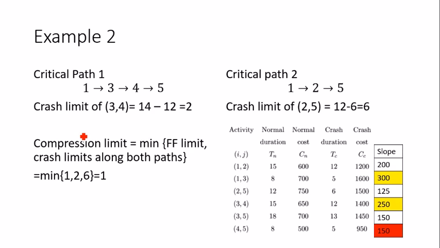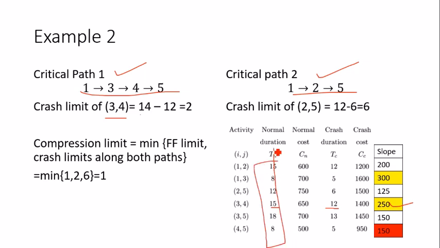After this, I divide here into 2 paths because I have 2 paths, critical path 1 and critical path 2. This is the older one. This is a new one which has just risen, 1 to 2 to 5. Along this path, the minimum slope activity is 3 to 4. You can see here 250. So this time I'll be computing its crash limit. Don't look at the table. 15 minus 12 will give you 3. But you know, this is just the original table. This normal duration was the original duration, but with every compression, with every crashing, we are changing the duration of the activities.